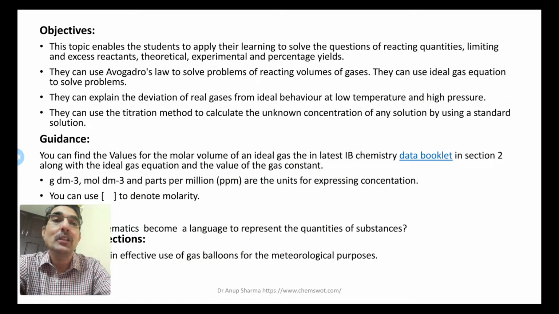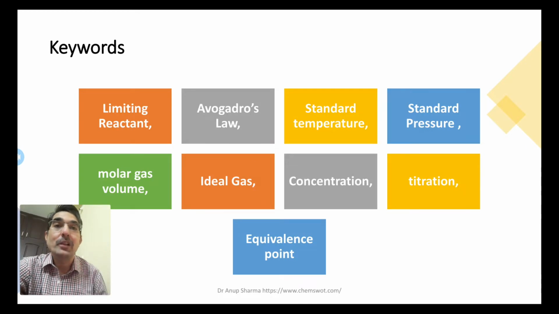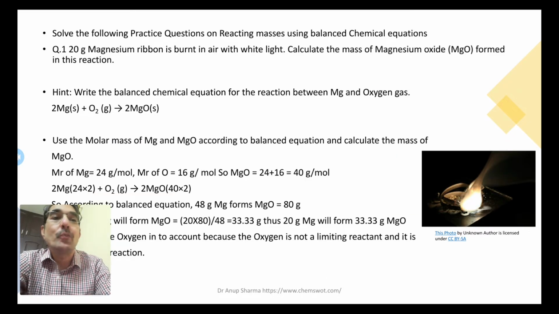So moving further, the keywords in this subtopic are limiting reactant, Avogadro's law, standard temperature, standard pressure, molar gas volume, ideal gas, concentration, titration, equivalence points. So these are the keywords of this subtopic. So we start with a question, so that we get the feel of how we will do the calculations.